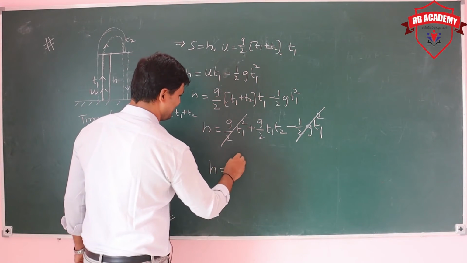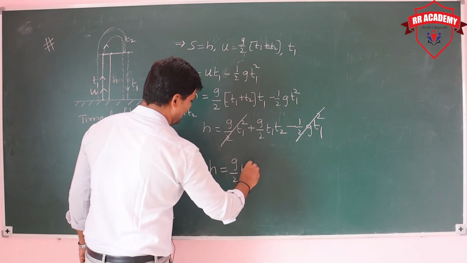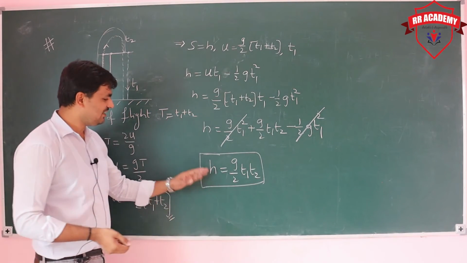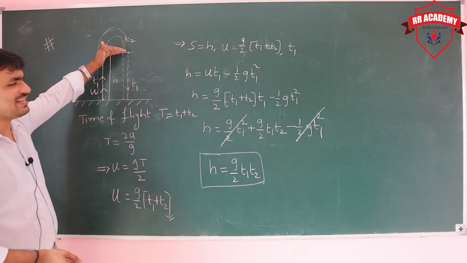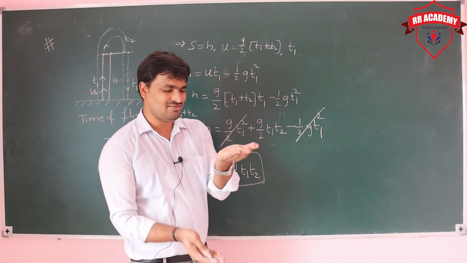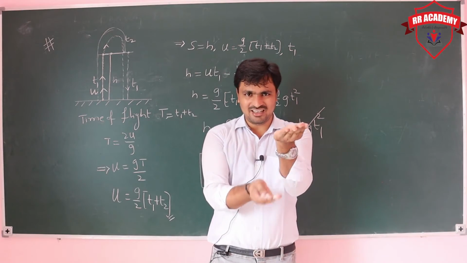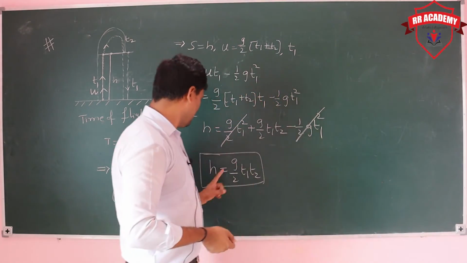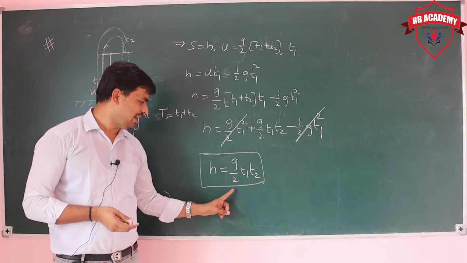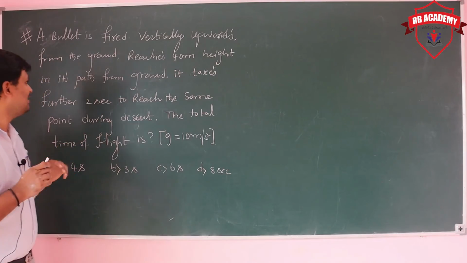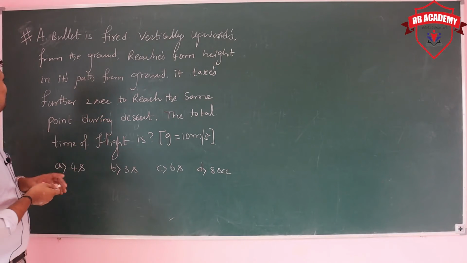Then height is equal to g by 2 t1 t2. At this height, the body travels the same point at t1 and t2. At this height it can travel the same height actually two times. There is an easy problem based on this method only.